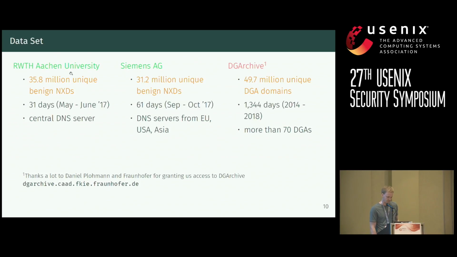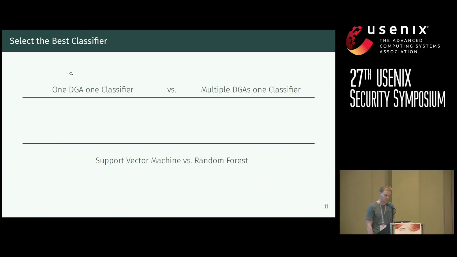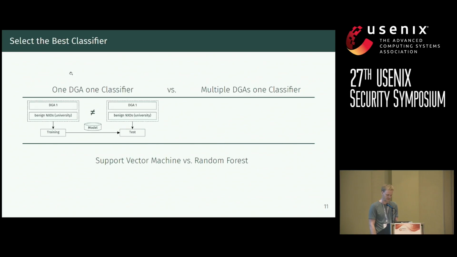Based on these data sources, we performed in the first step of our evaluation a search for the best classifier for FANCI. For this reason, we compared support vector machines and random forests in mainly 2 different categories of scenarios. The first scenario assumes that we use 1 classifier per known DGA, and that could, for example, look like this. We use for training domains from DGA1 combined with benign NXDs from the university network, and then perform the classification on DGA1 and benign NXDs from the university network.